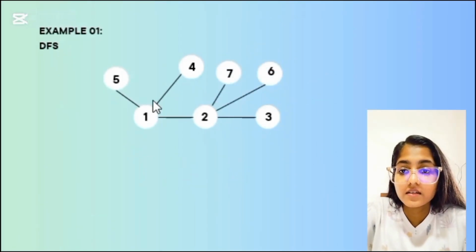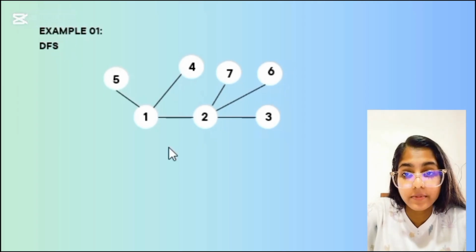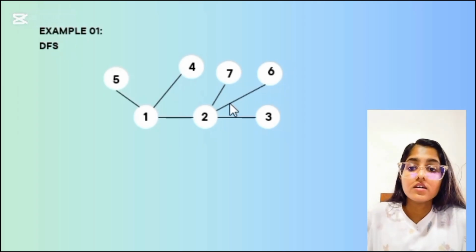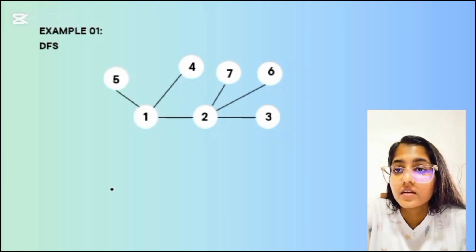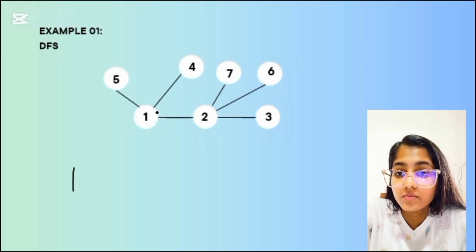This is another example to explain how depth first search happens. In this graph, I'll visit any node first. So I'll visit 1 as the first node. The next thing you must do is visit the next node after 1. Here it is 2, so you must write 2 here.